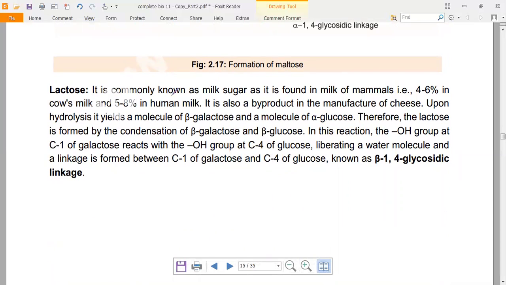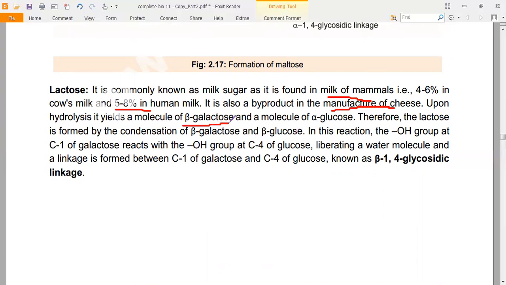Okay, so let's talk about lactose. It is commonly found as milk sugar in the milk of mammals: 4 to 6% in cow's milk and 5 to 8% in human milk. It is also the byproduct of manufacturing cheese. We know that cheese is produced from milk in the dairy industries. So it yields on hydrolysis a beta galactose and a molecule of alpha glucose.